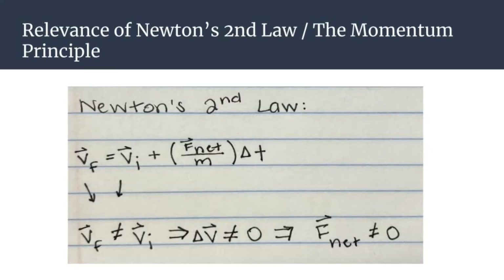To describe the predicted motion, we need to address Newton's second law of motion, or the momentum principle. This principle states that the net force is equal to the derivative of momentum with respect to time. This can be written as the velocity update formula, which is pictured here. Because the velocity is changing, delta t is not equal to 0, which means that a net force is present.